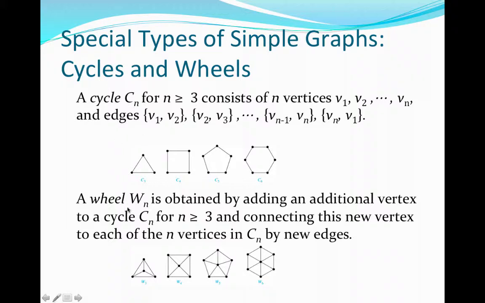We form wheels by simply adding a vertex in the center and connecting that to each of the outside vertices. So we take any cycle and add a vertex to the center and connect it by edges to each of the outside vertices.